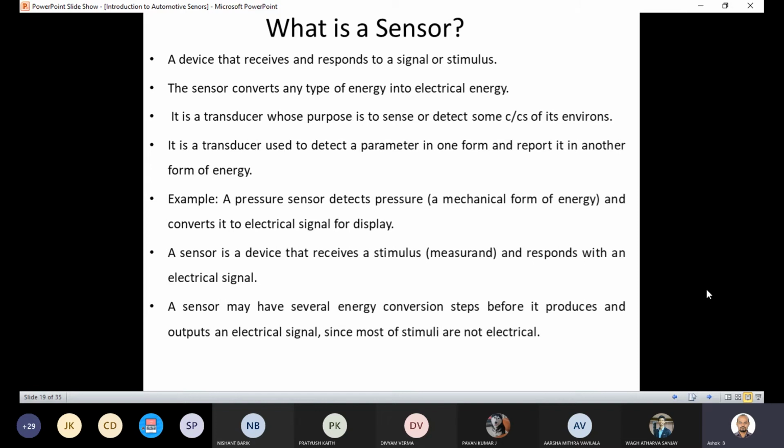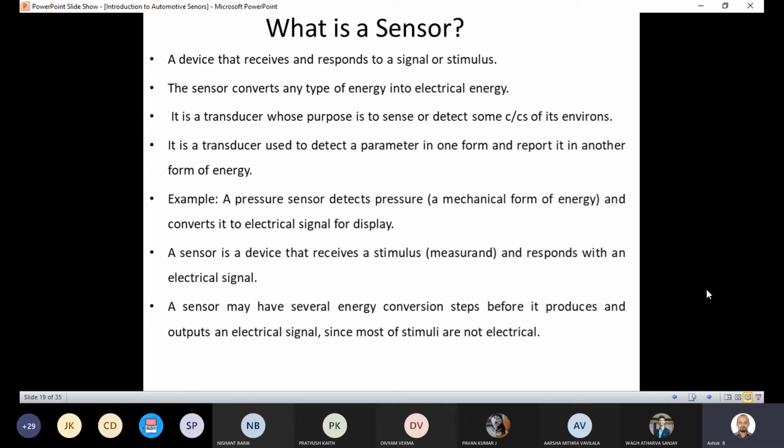So now we come to the definition of a sensor. What is a sensor? Till now we have discussed the characteristic features of a sensor, what needs to be considered, and the important points before selecting a sensor. Then first of all, what is a sensor? A sensor is a device that receives and responds to a signal or a stimulus or any kind of physical change.